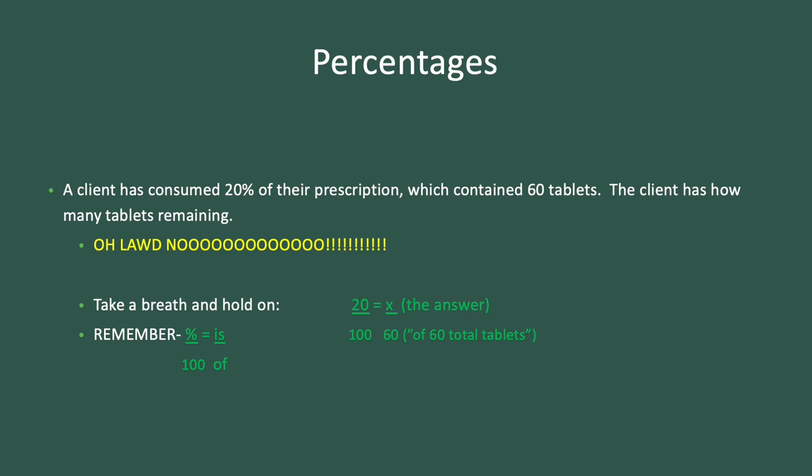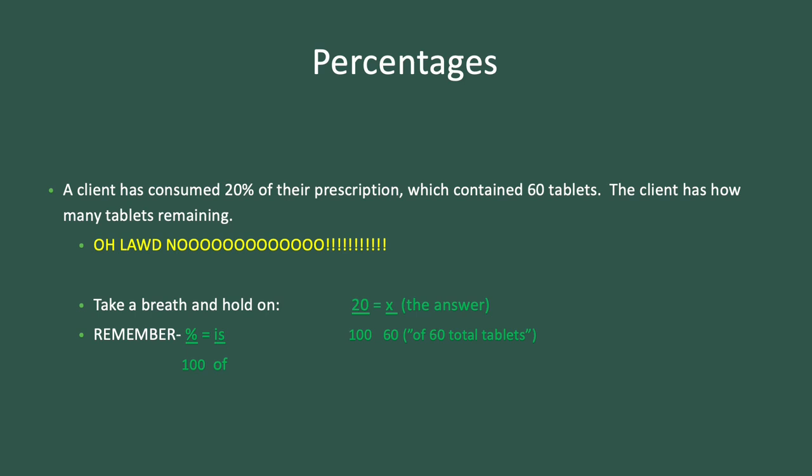So the way that my dad taught me, and my dad did teach me this math, and I don't even know if it's real math, but it's the easiest math I can give you because it's one formula. You plug it in, you cross multiply, you're done. So in this case, a patient has consumed 20% of their prescription, which contains 60 tablets. The client has how many tablets remaining?